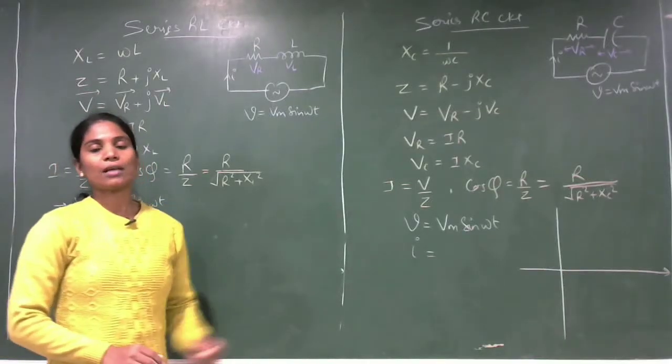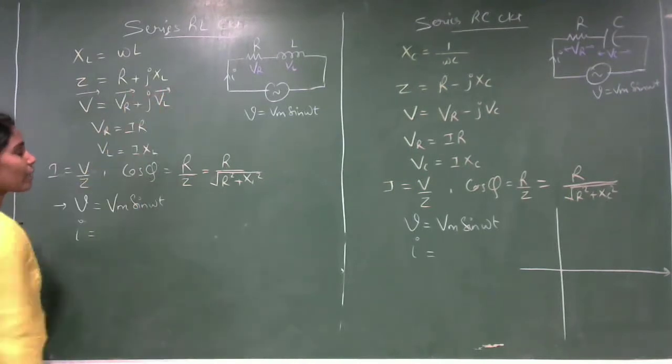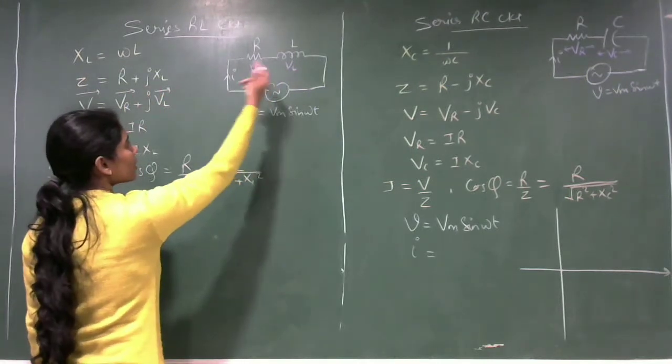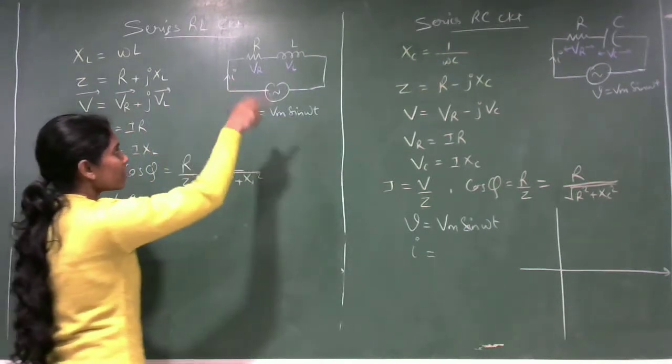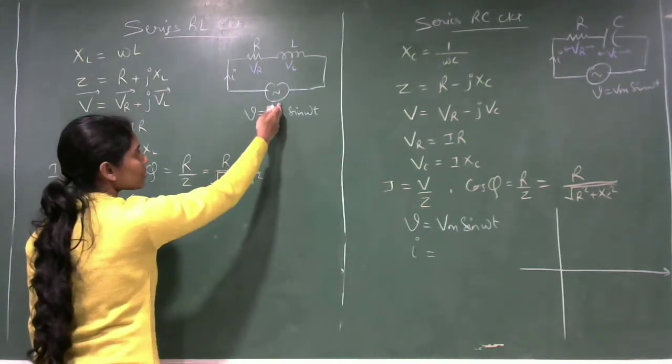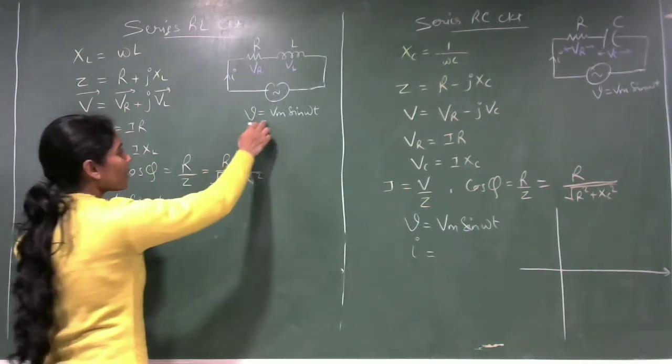So this is my series RL and series RC circuit. So let's see what this is. In the series RL circuit, I have shown you here one circuit which contains one element as a resistor and one element as an inductance, and these two are connected in series with the AC supply. The equation for that is V equals Vm sin omega t. Okay. Now what about this?